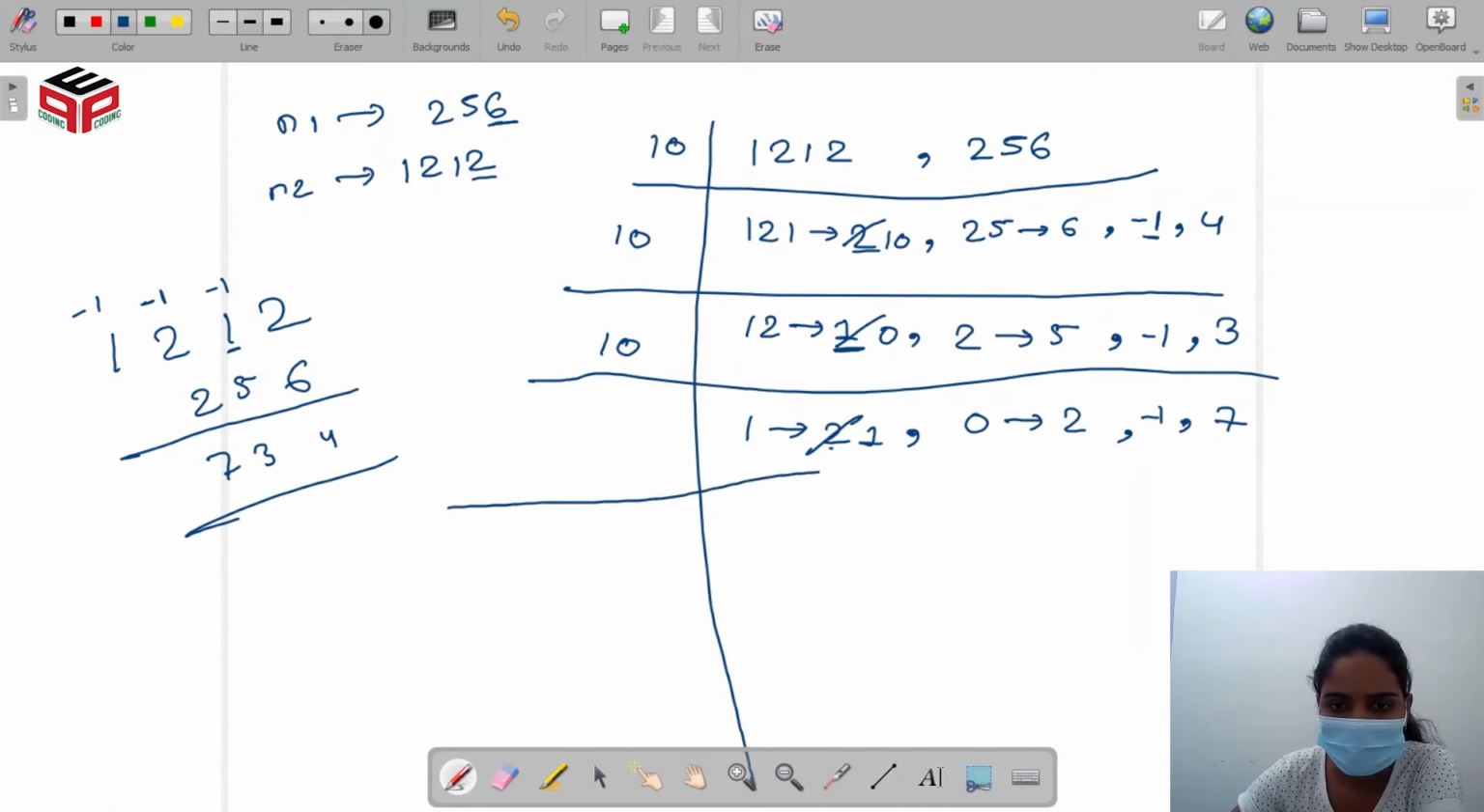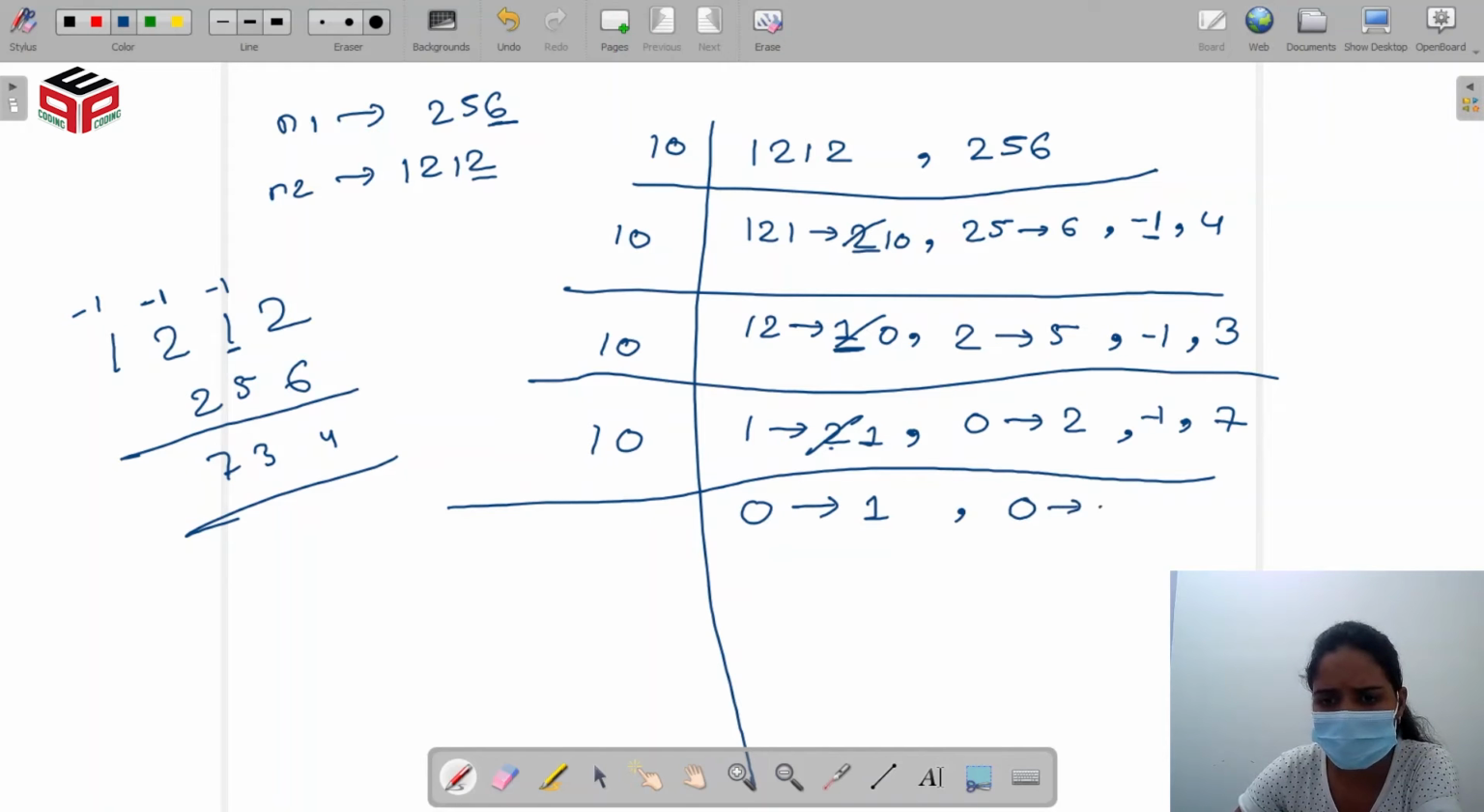Fine. Now, as we have one digit left, I have to divide this number again by 10. Dividing this 1 by 10 gives me quotient 0, remainder 1. 0 as quotient and 0 as remainder. 1 plus -1 gives me 0.